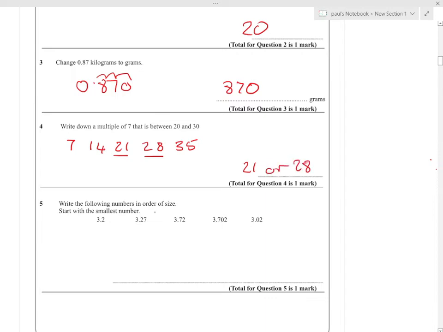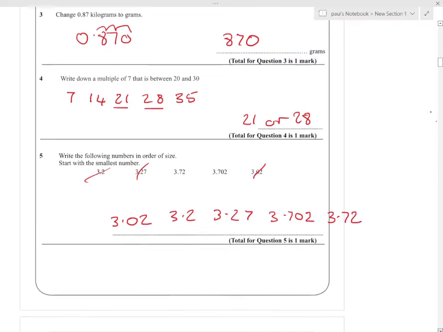Write the following numbers in order of size. They'll all begin with 3, so this one's the first one, 3.02, cross that off, then 3.2, then 3.27, then we've got these two, 3.702 and 3.72, in order of size.